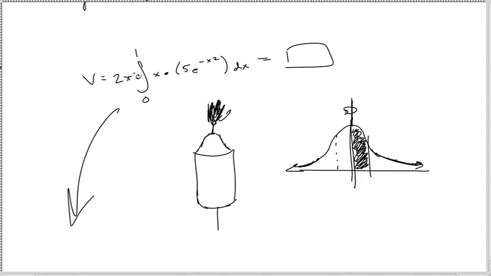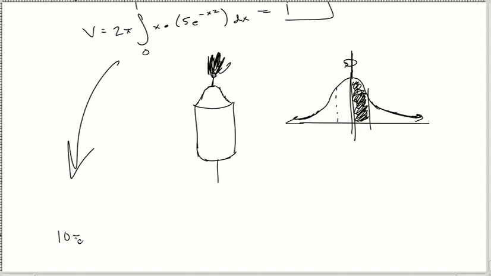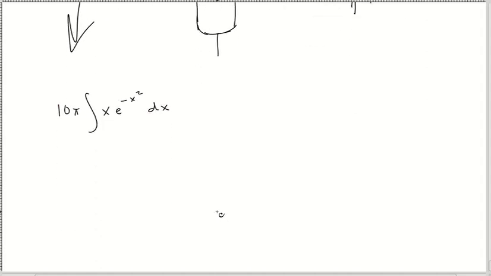So the 5 can come out to the front, making a 10. At least we can do that. And what we have now is a peculiar problem here. How do I solve this integral? Well, you need to use u substitution. So let's actually do that. My u is equal to negative x squared. Du is a negative 2x dx.